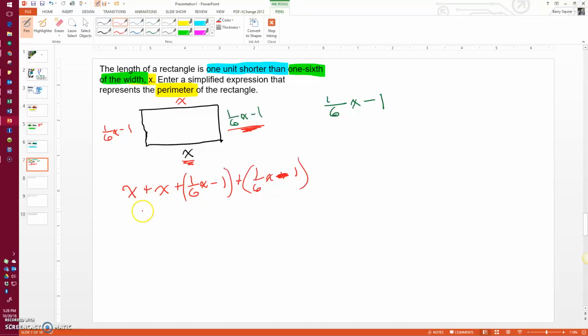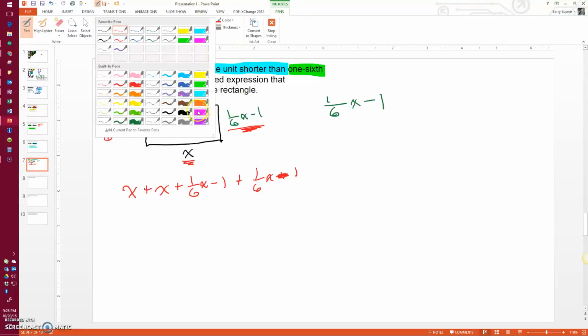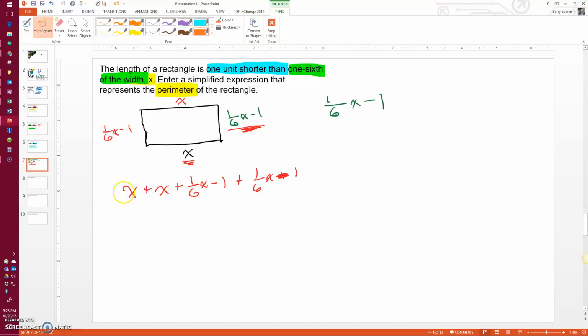So now we're just going to combine like terms. Well, first we have to take care of the parentheses, and we'll just get rid of them because we don't really need them. So let's get all of the x's together. There's an x term, there's an x term, here's an x, and here's an x. So we'll have x plus 1/6 x plus 1/6 x. And then we've got this minus 1 and minus 1.